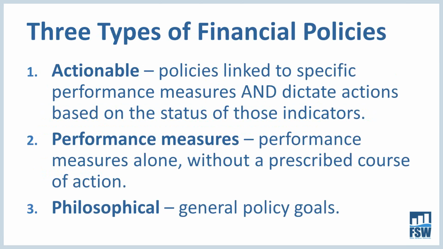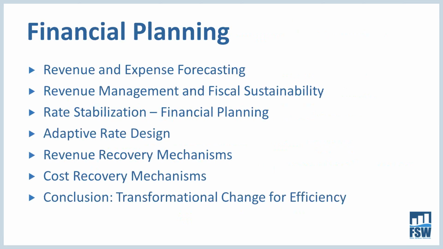There are three types of financial policies, including actionable policies that are linked to specific performance measures and dictate actions based on that; performance measures that define what they are alone, with or without a prescribed course; or philosophical, defining general policy goals. Next slide.